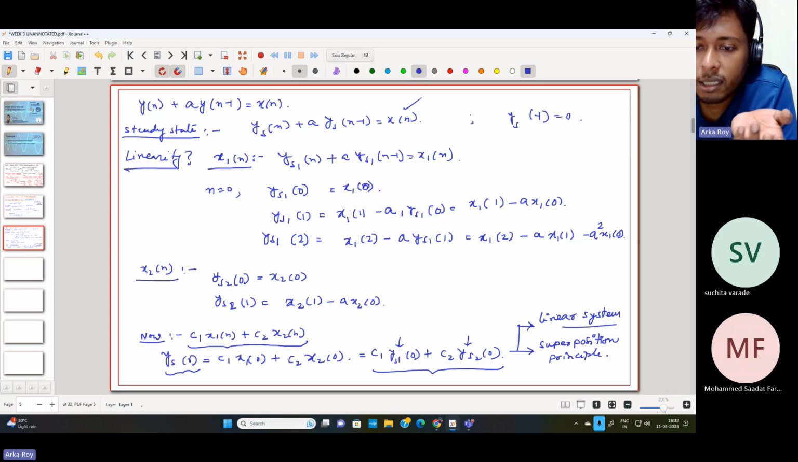You can take any other example, for example ys1[1]. There also you will be able to see that the output when we apply the combination of inputs is related to the summation of the corresponding outputs when the inputs were applied separately. Therefore, the steady state solution is basically a linear solution.